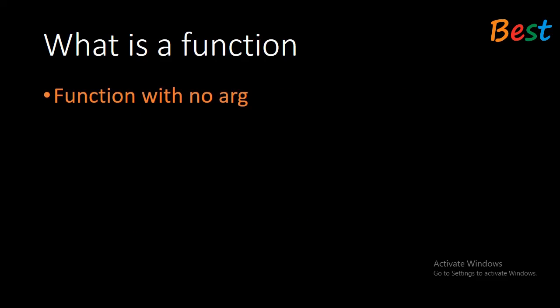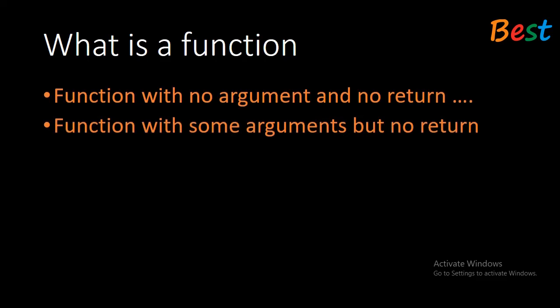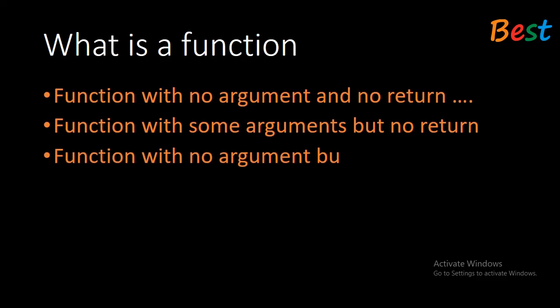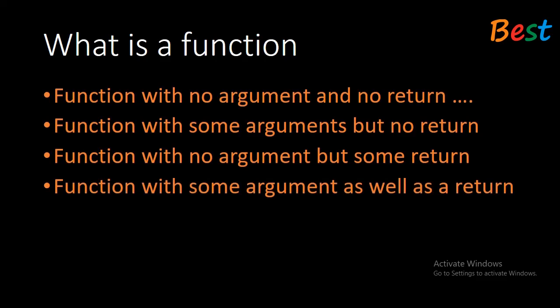Now there are four types of function. First is a function with no arguments and no return. Second is a function with some arguments but no return. Third is no argument but some return. And fourth is a function that has some arguments and some return also.